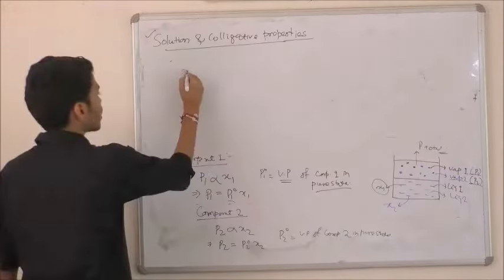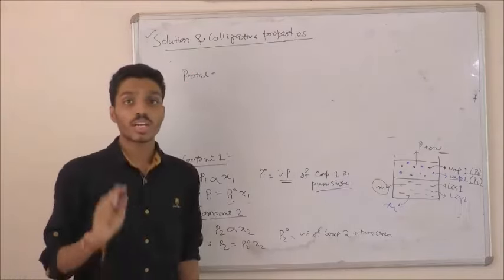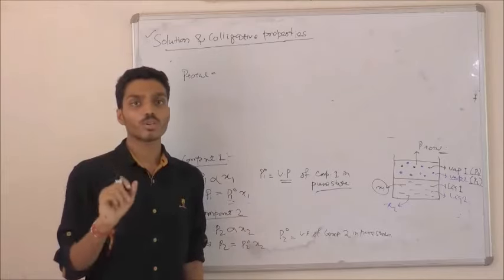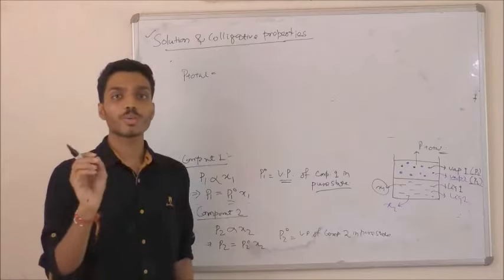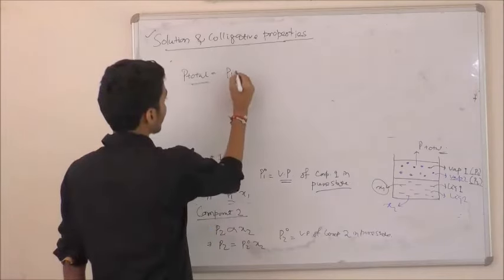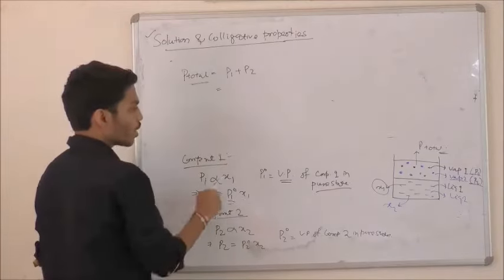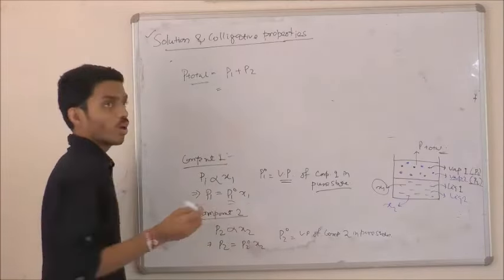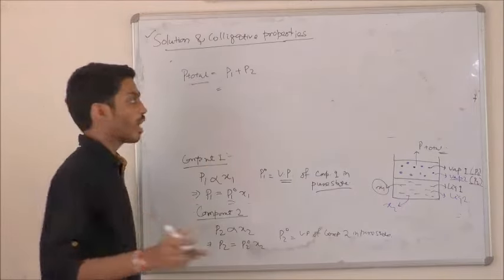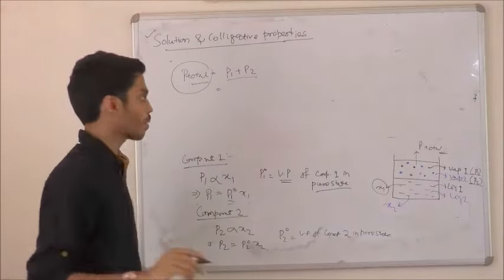So if I write it, P total equals, you guys know Dalton's law. According to Dalton's law, the total pressure of a solution is equal to the sum of the partial pressures of each gas. So P total will be equal to P1 plus P2, where P1 is the vapor pressure due to component 1 and P2 is the vapor pressure due to component 2, and when we mix these two we get the P total, that is the total vapor pressure.